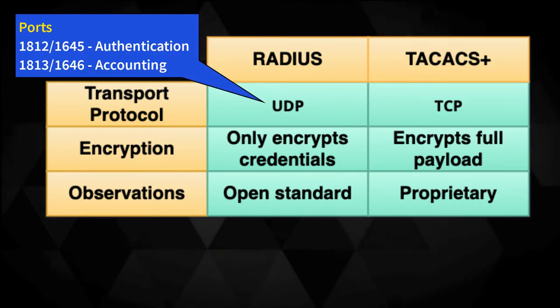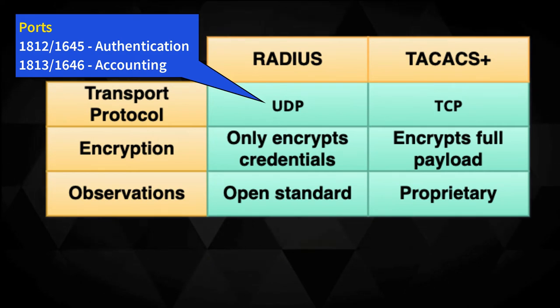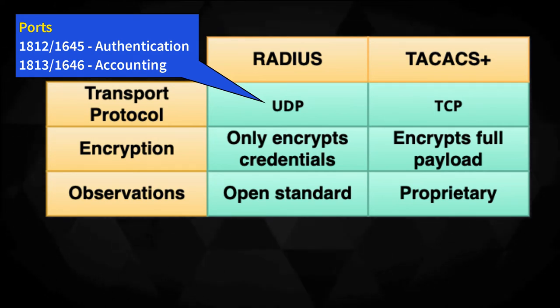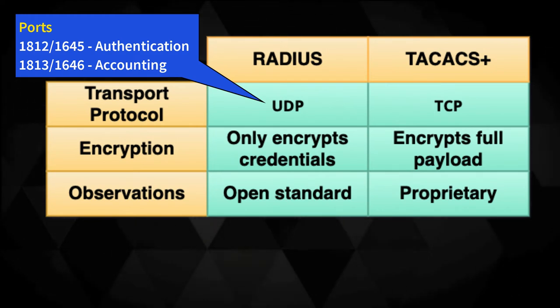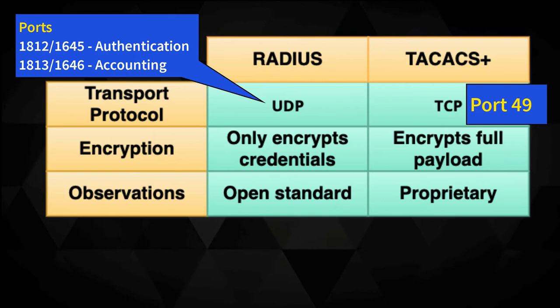Radius uses UDP over ports 1812 and 1645 for authentication, and 1813 and 1646 for accounting. TACACS uses TCP port 49 for all operations.